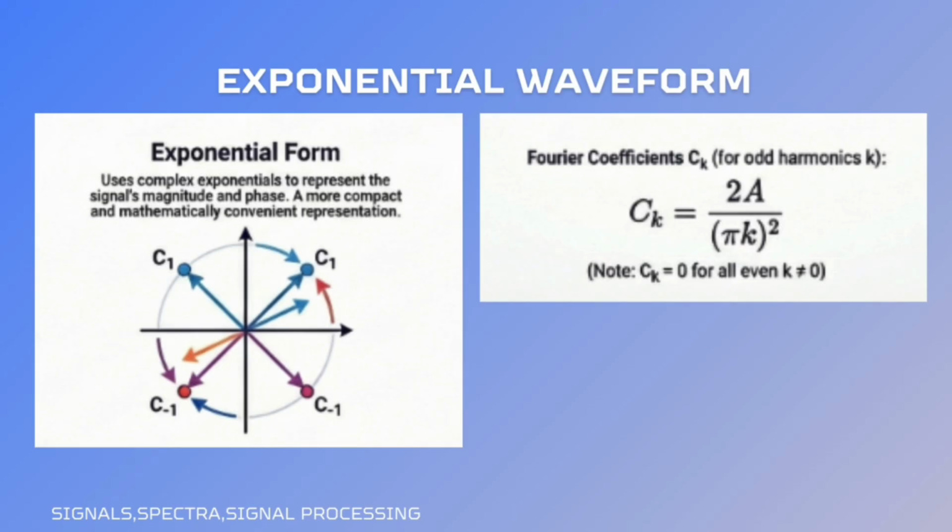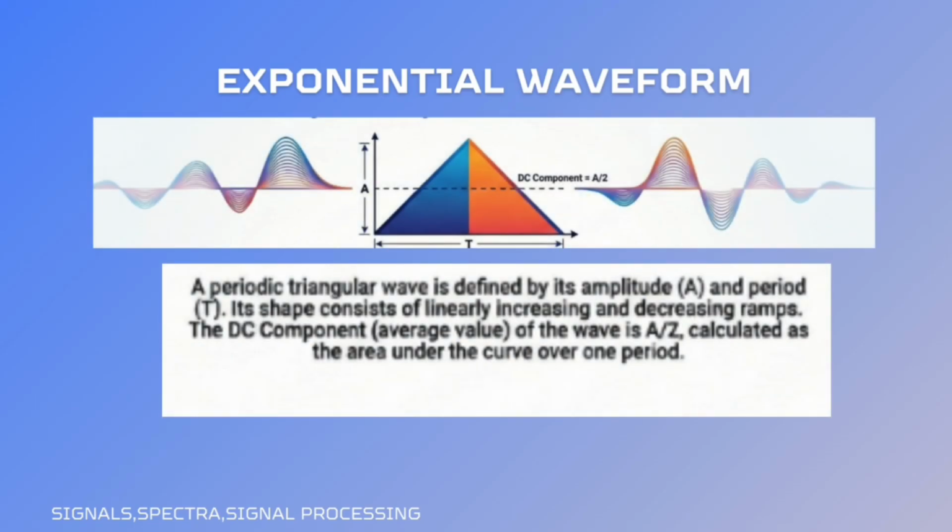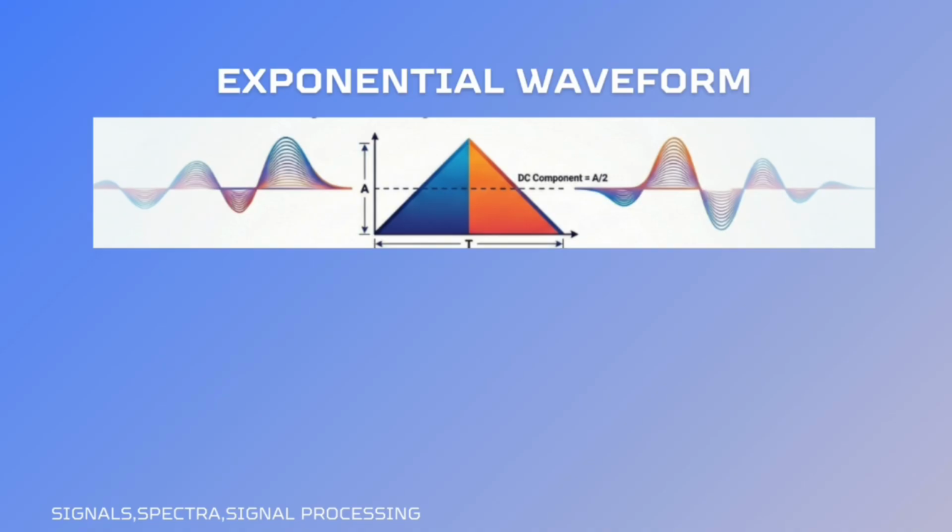Exponential waveform. A periodic triangular wave is defined by its amplitude, A, and period, T. Its shape consists of linearly increasing and decreasing ramps. The DC component, average value, of the wave is A over 2, calculated as the area under the curve over one period.